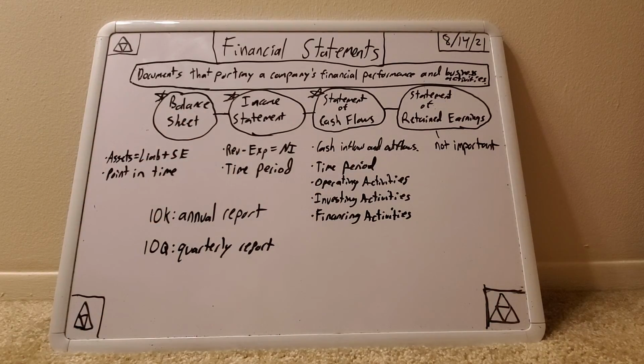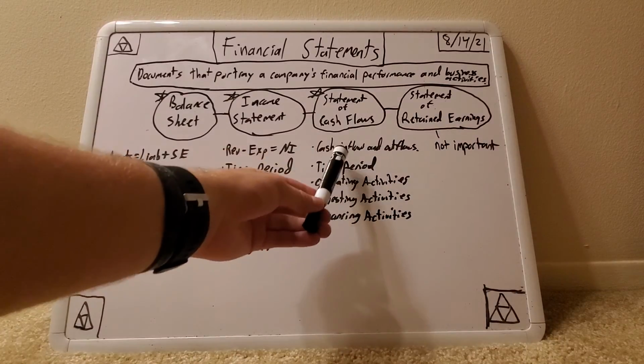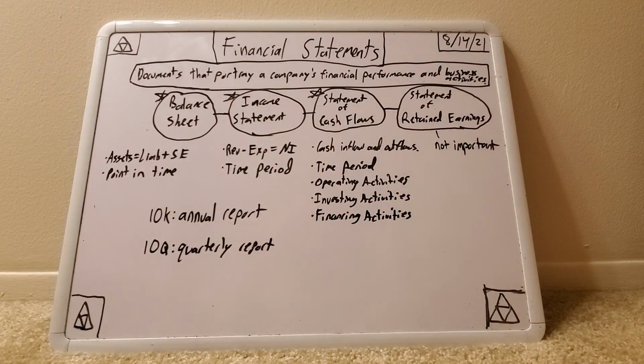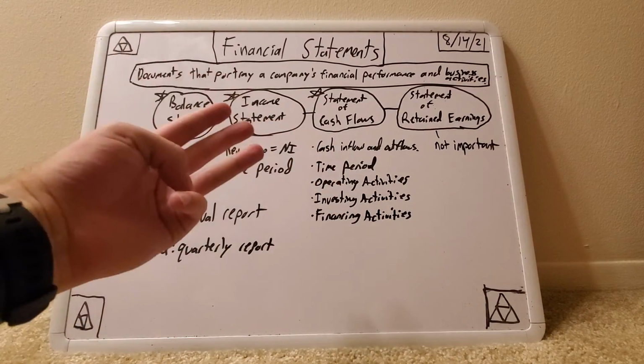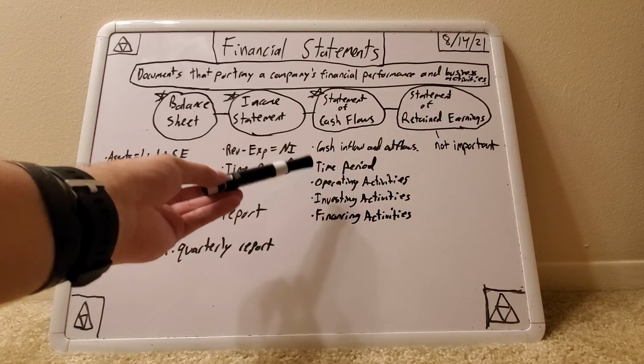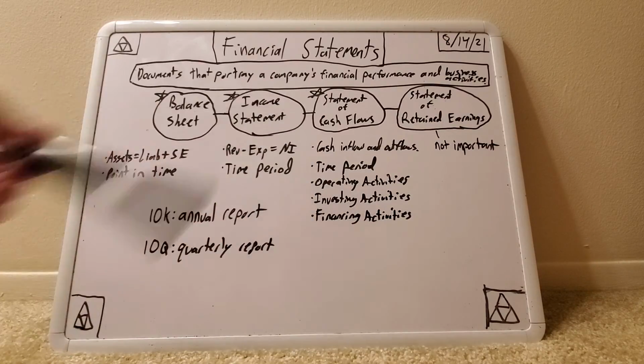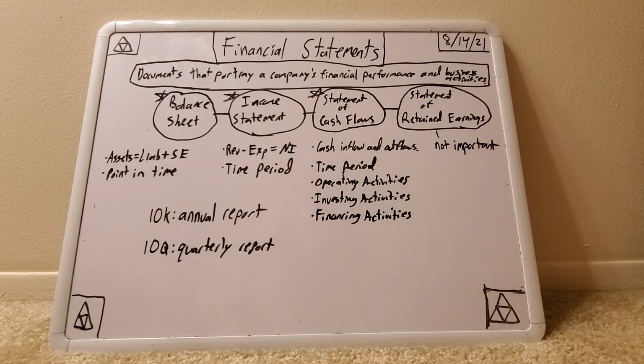Moving on to the last financial statement, that's going to be statement of cash flows. This is going to show the cash inflows and the cash outflows, again, for a specific period of time. The statement of cash flows is broken down into 3 separate categories. It's going to be operating activities, investing activities, and financing activities. So basically just a brief overview of each.